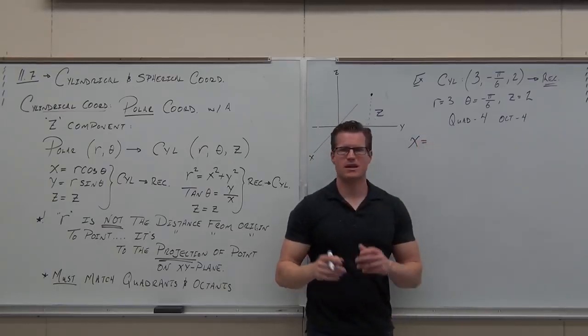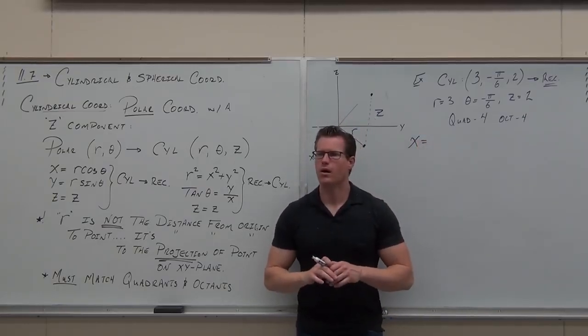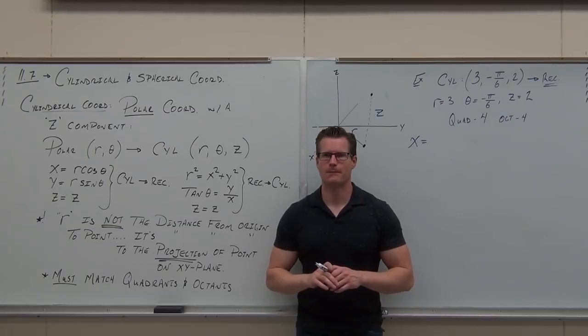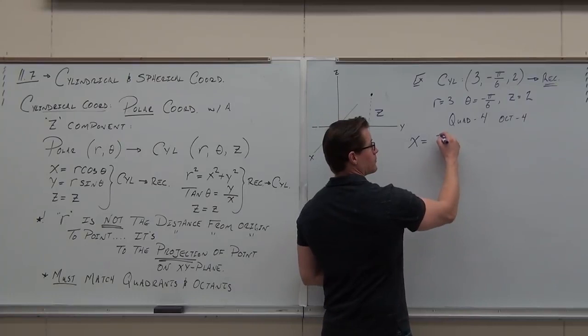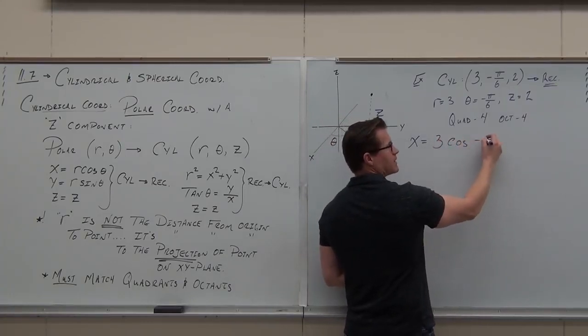If I want to get x, it is always, no matter what, R cosine theta. Hey, do you get an R? That's why I write this stuff down. Do you have a theta? Yes. That's all you need. So we're going to have 3 times cosine of negative pi over 6.